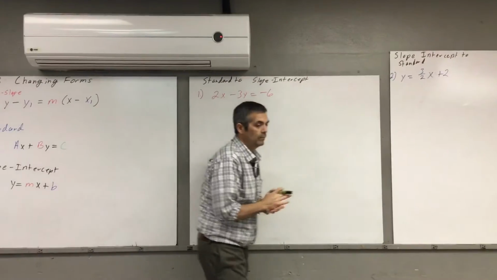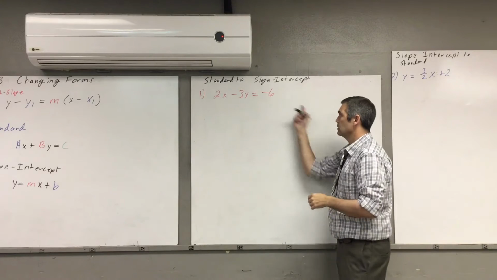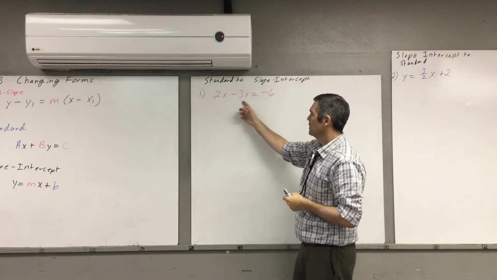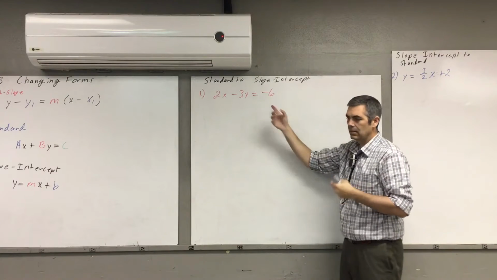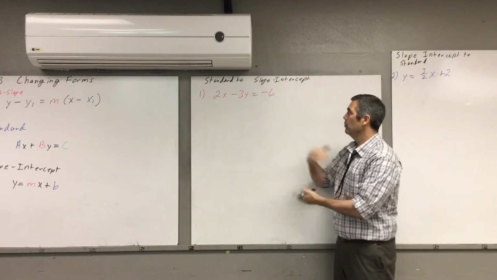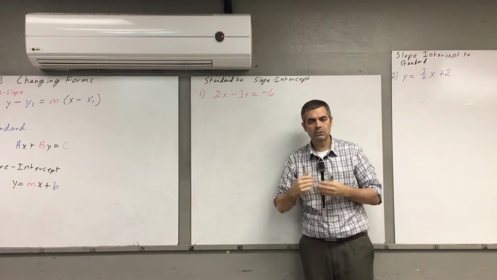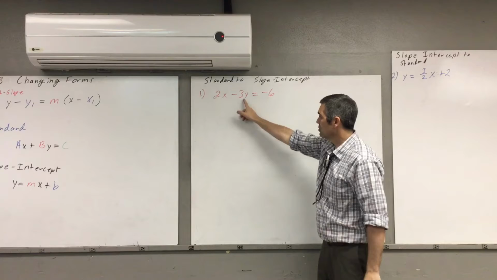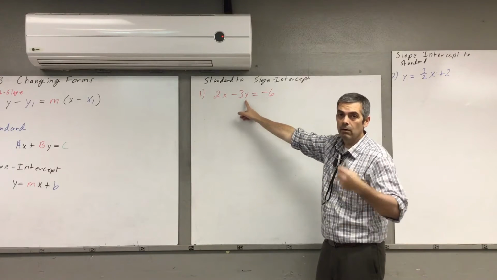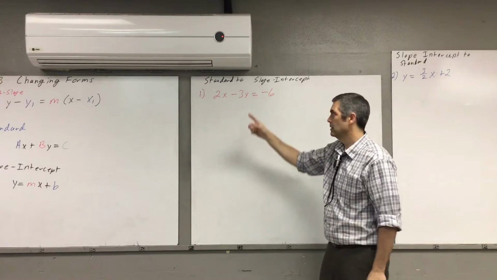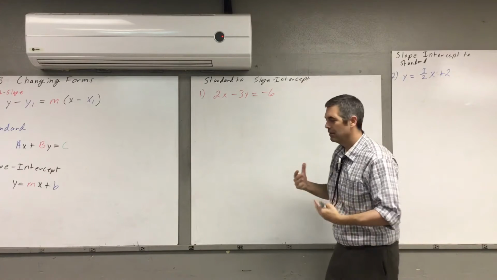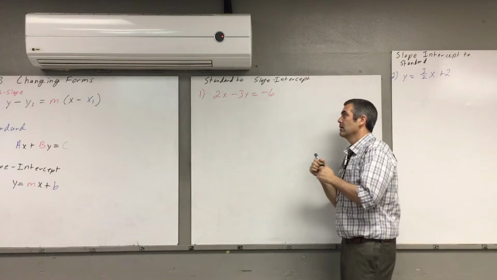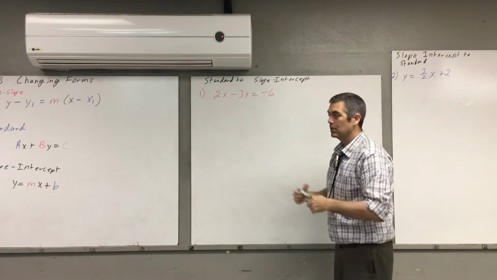All right, first things first, standard to slope intercept form. This is in ax plus by equals c, standard form. We want to go to slope intercept form, which is y equals mx plus b. So in order to do that, we're solving for y. We're going to get y all by itself. Common theme here is getting y all by itself. So when you're going to slope intercept form, get y by itself. We're going to start moving things around so that we can do this.